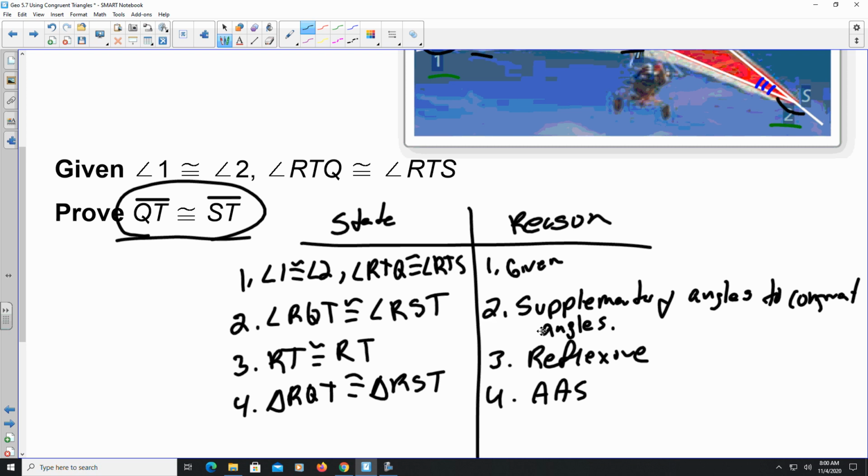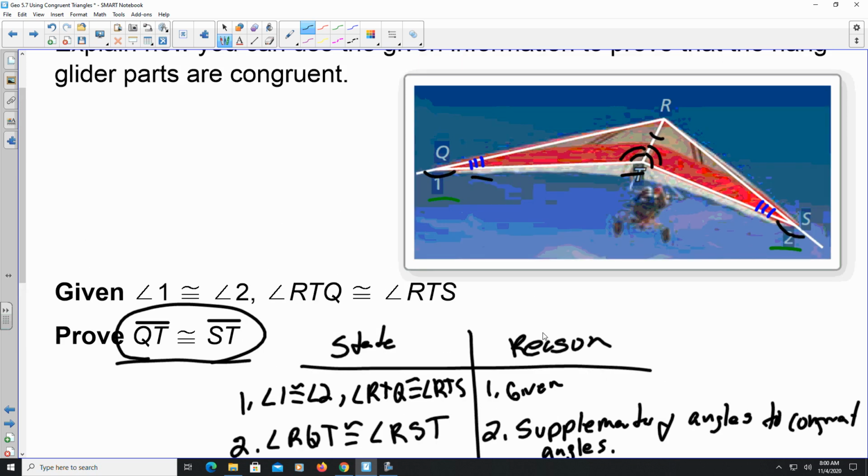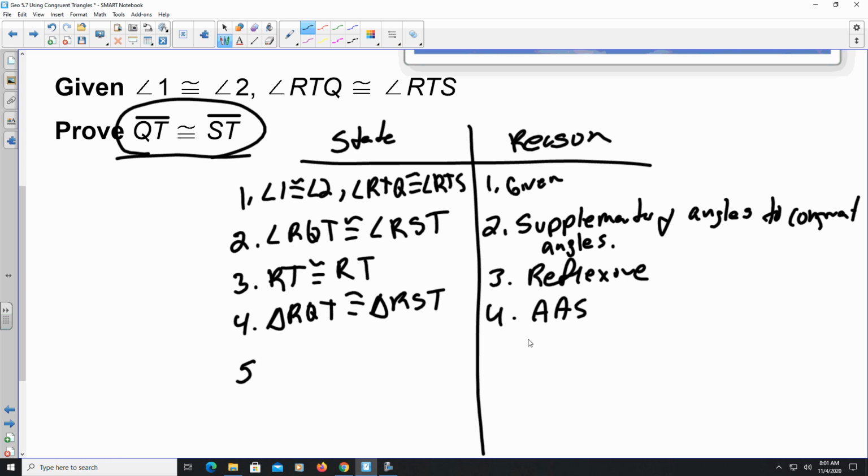So now QT is going to be congruent with ST because they are corresponding sides. So now the last thing I can say is QT is congruent to ST because corresponding parts of congruent triangles are in fact congruent. All right. You can't just write this in until you establish that two sets of triangles are congruent. All right. So that is how that gets set up.